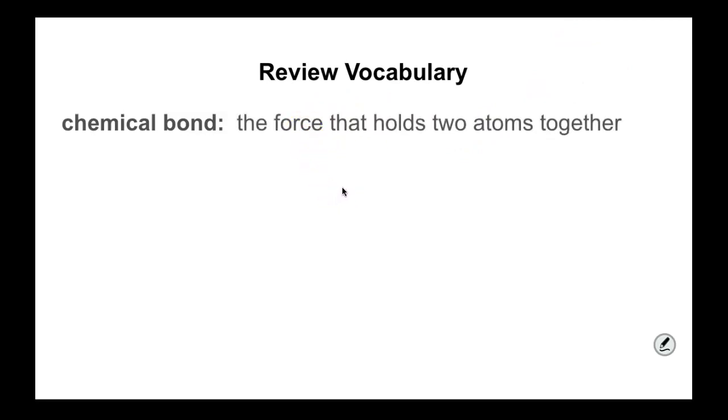Our first review vocabulary term is chemical bond. It's the force that holds 2 atoms together. Remember last module we talked about ionic bonds, where the cation is attracted to the anion, the metal is attracted to the nonmetal because they have transferred, or given and taken, electrons. That ionic bond is the attraction. That's a type of chemical bond. In this module, we're going to be talking about covalent bonds, where electrons are going to be shared between atoms, and that's another type of chemical bond, another type of force that holds 2 atoms together.